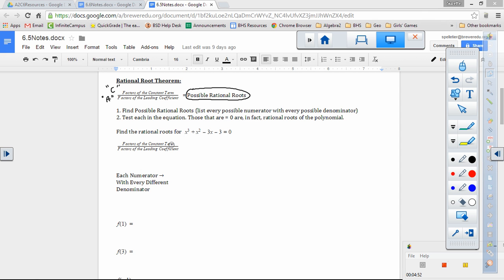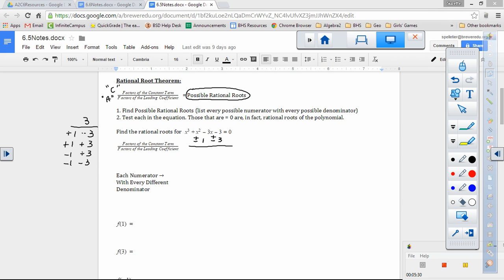So factors of the constant term. My constant term in this equation is 3. So all of the factors of 3 are 1 and 3. But here's what you need to know about that. Remember when we listed it this way, we could do +1, -3, we could do +1, +3, we could do -1, +3, or we could do -1, -3. So there's a lot of combinations. So we have to do plus or minus 1 and plus or minus 3. Those are all of the separate factors of 3.